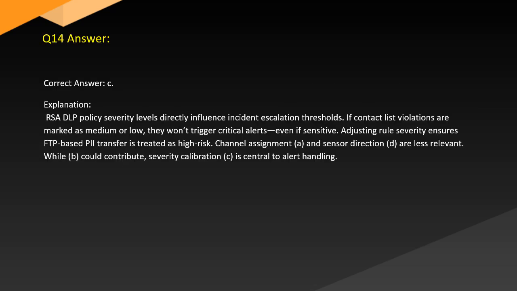Answer. Correct answer: C. Explanation. RLP policy severity levels directly influence incident escalation thresholds. If contact list violations are marked as medium or low, they won't trigger critical alerts, even if sensitive. Adjusting rule severity ensures FTP-based PII transfer is treated as high risk. Channel assignment A and sensor direction D are less relevant, while B could contribute. Severity calibration C is central to alert handling.